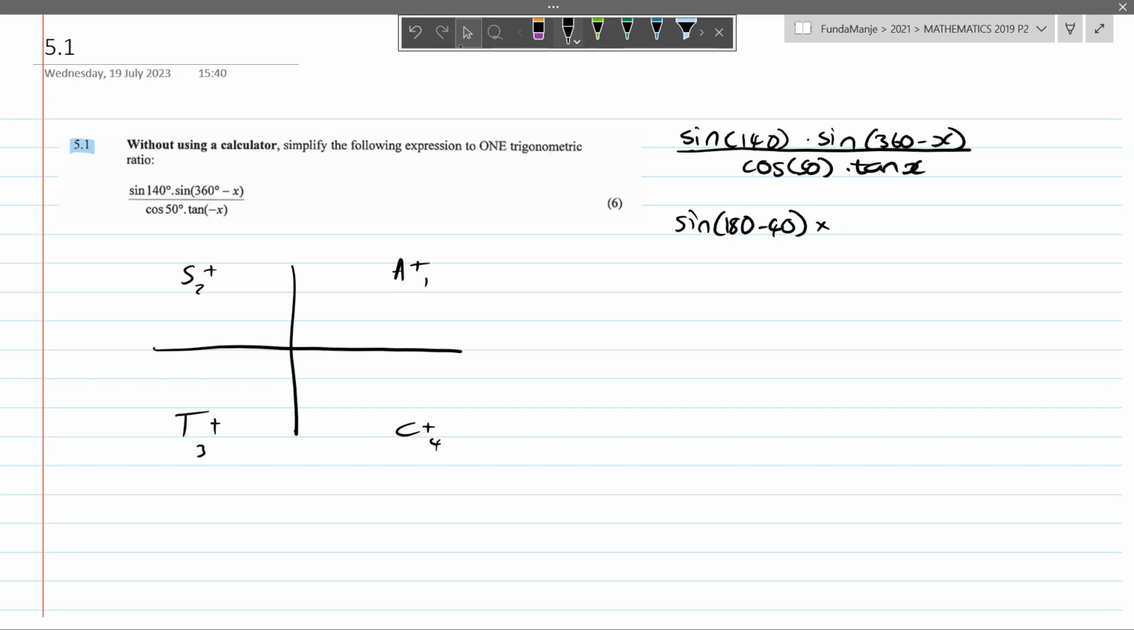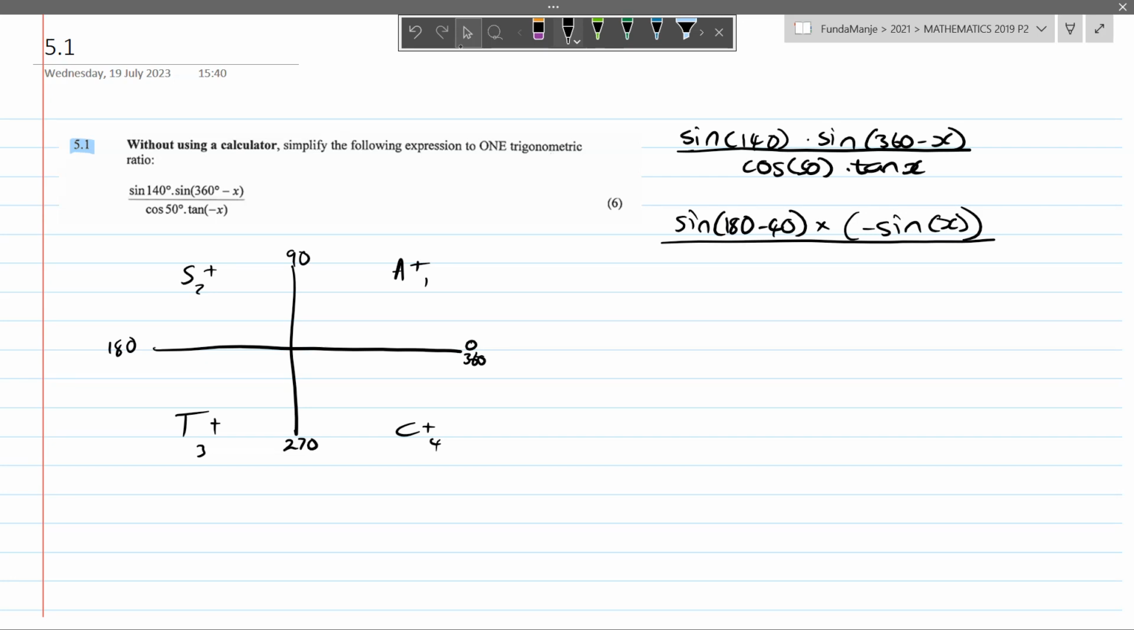So sine (360 minus x): you have 0 here and you have 360 at the same position, and you have 90, 180, and 270. So 360 minus x would be in this quadrant over here. This is in the fourth quadrant and it would be negative, so minus sine x. This is then all over cos 50.